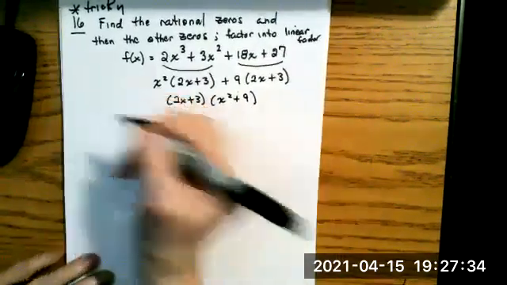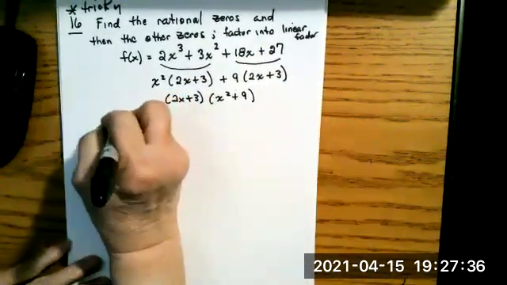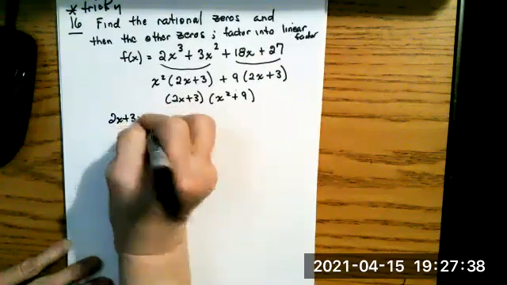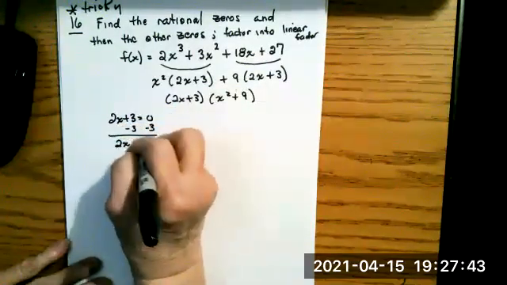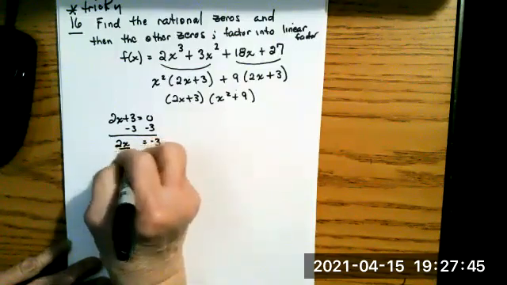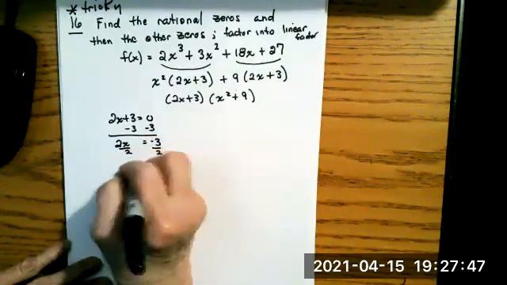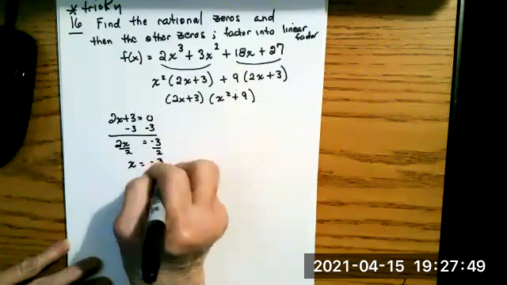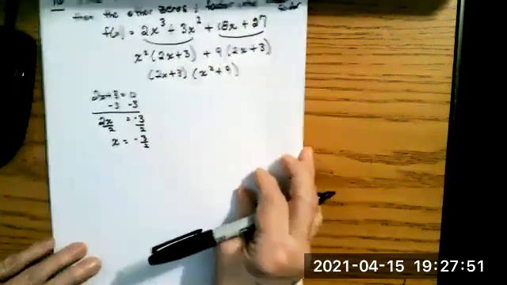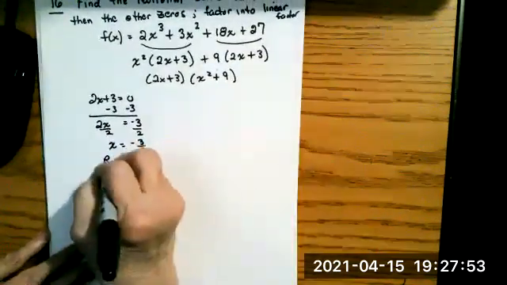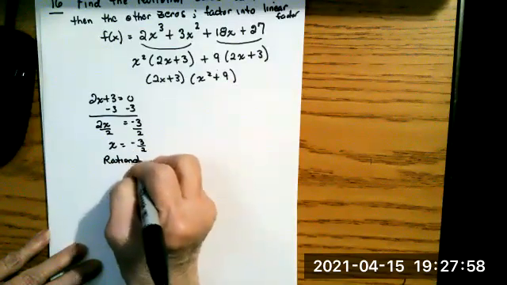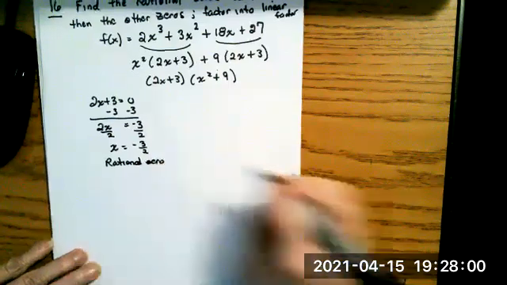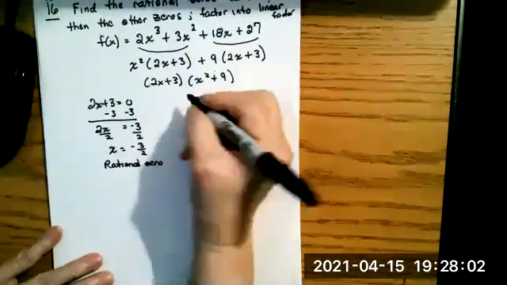So let's set those equal to 0. We have a 2x plus 3 equal to 0. And that gives us 2x equals negative 3. That's x equals negative 3 halves. And that particular one is rational. It's a rational 0. Okay, let's try this other one.